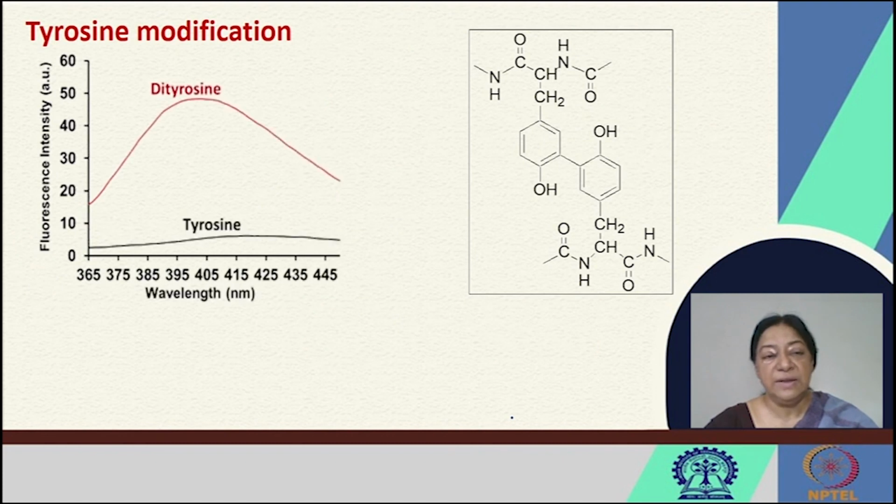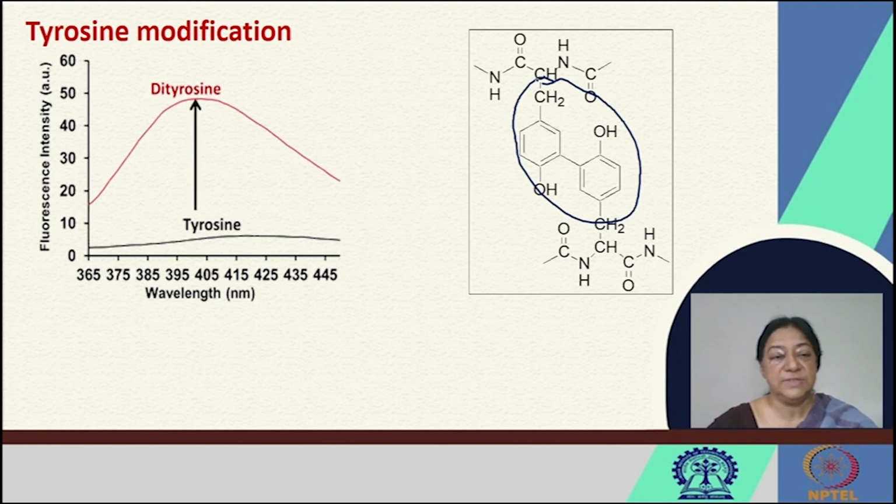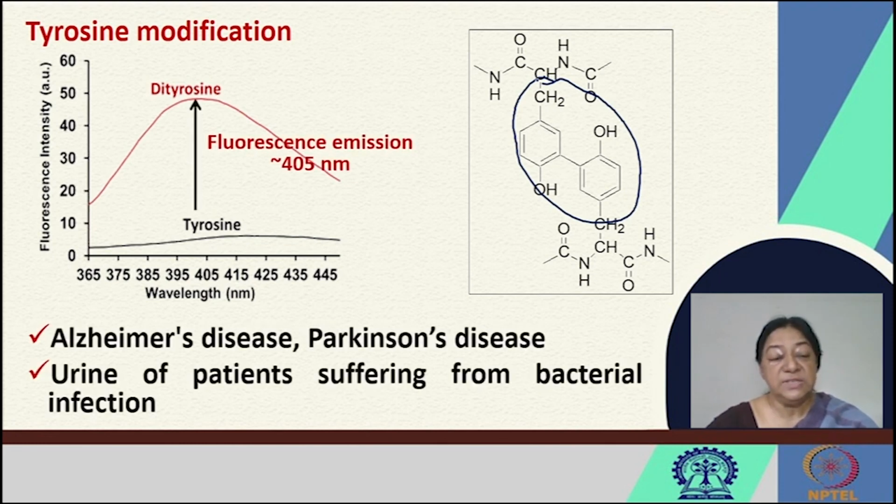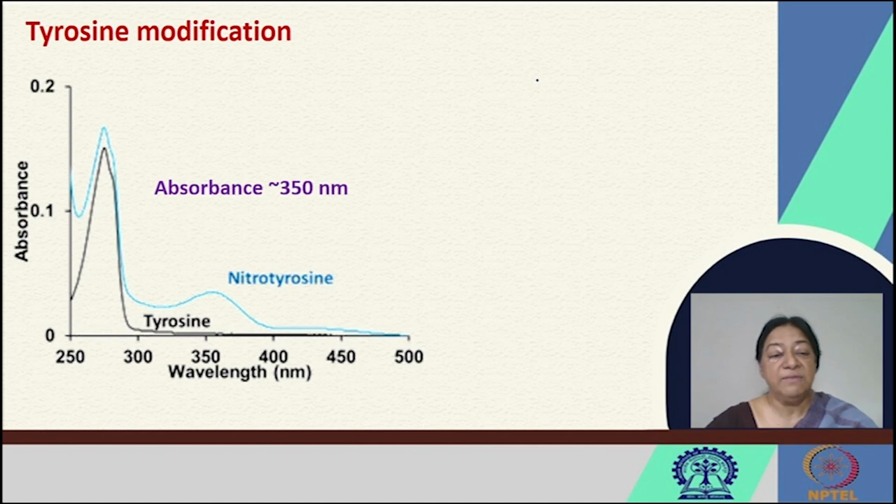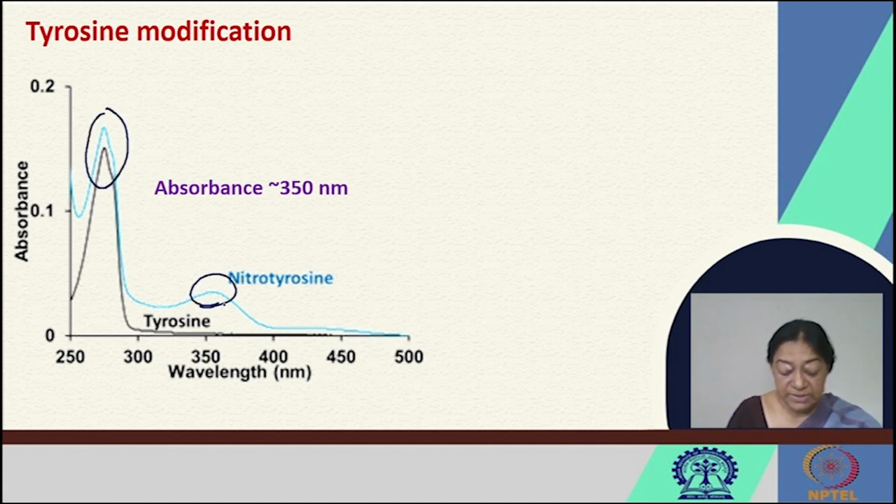The dityrosine radical again gives us a specific fluorescence signal due to the presence of the dityrosine formation. And this again can be an indication of oxidative stress. The fluorescence emission is observed in Alzheimer's disease, Parkinson's disease, and also from the urine of patients suffering from any bacterial infection, so it can be an indicator. Similarly, we can have the absorbance signal of nitrotyrosine, which is distinct from that of tyrosine. We have the signal here also, but this is an additional signal that is observed, which can be used.